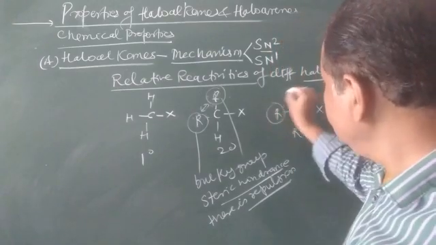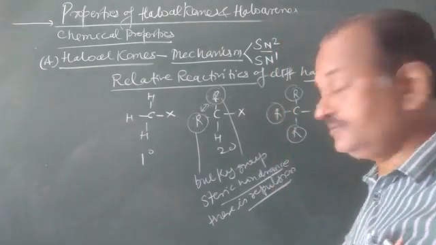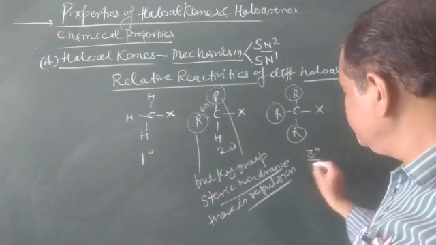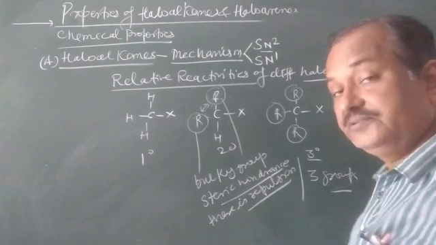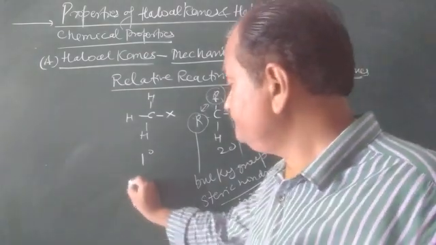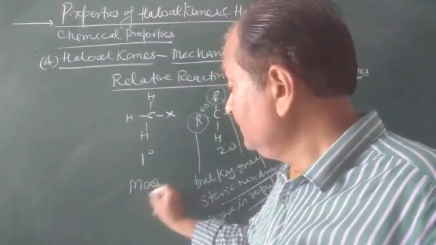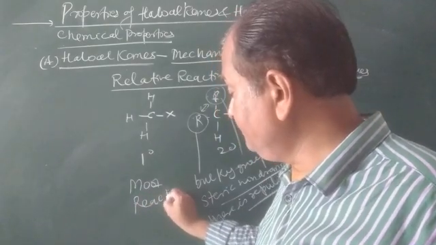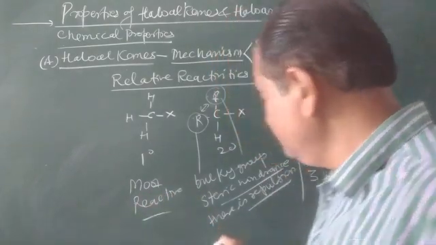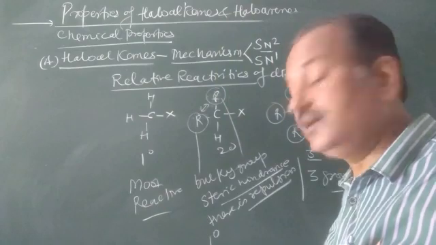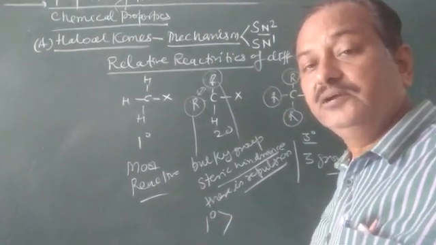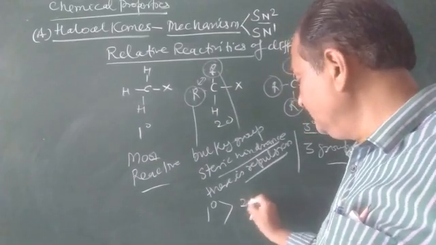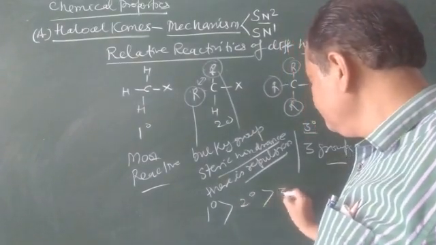Similarly, here there are the three bulky groups. In case of tertiary, three groups are present, and so it will be most reactive. So you have to keep in mind that primary haloalkanes are most reactive, followed by secondary, followed by tertiary.